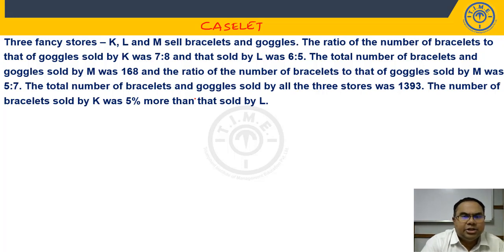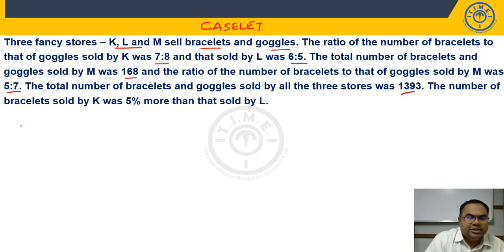Now 3 fancy stores K, L, M sell bracelets and goggles. Ratio of bracelets to goggles sold by K is 7:8, L is 6:5. Total number of bracelets and goggles sold by M was 168. Ratio of bracelets to goggles sold by M was 5:7. Total number of bracelets and goggles sold by all the 3 stores is 1393. Number of bracelets sold by K is 5% more than sold by L.